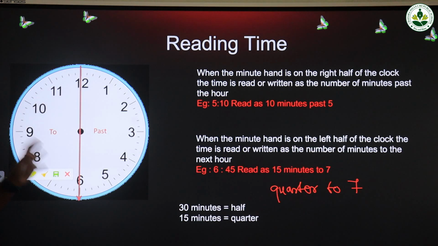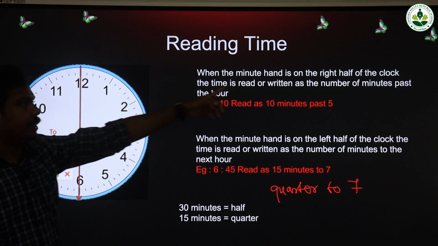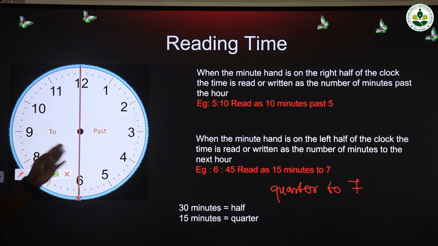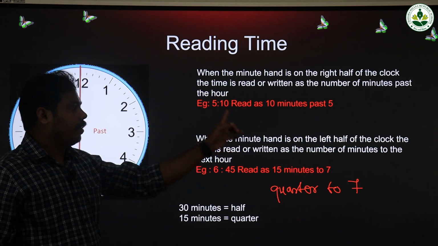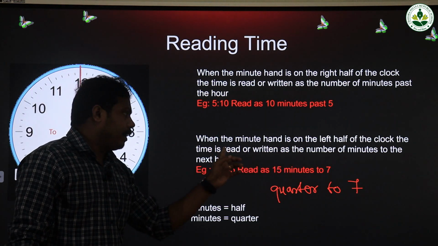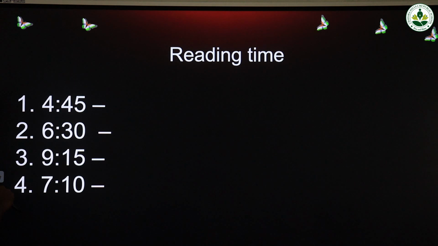Okay, once more. When the minute hand is on the right half of the clock, from 1 to 30, the time is read or written as the number of minutes past the hour. How many minutes past the given hour? And when the minute hand is on the left half of the clock, that means 31 to 59, the time is read or written as the number of minutes to the next hour. Okay, is it clear? Then we can write some examples.